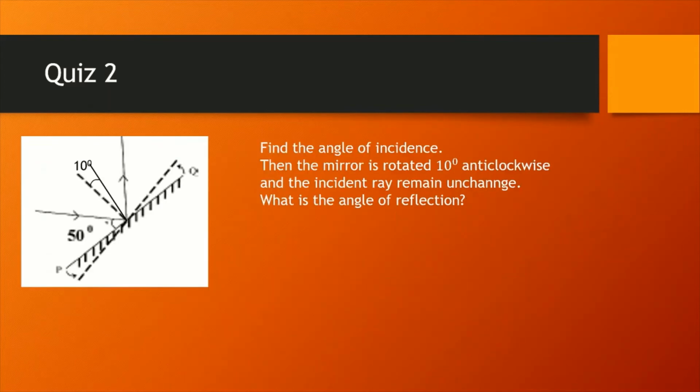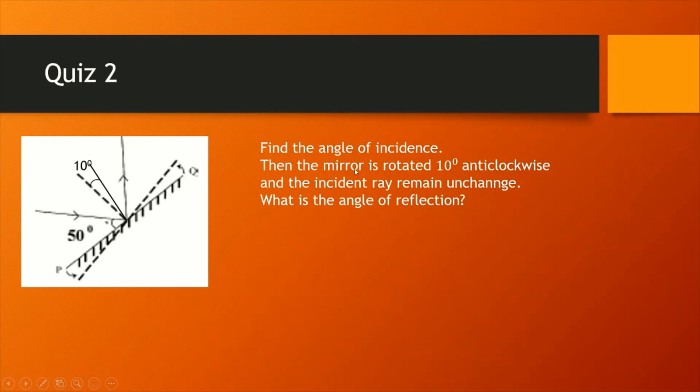Alright, what about question number 2? I have this mirror. This is the incident ray, and the incident ray forms 50 degrees with the mirror. So how much is the incident angle? Of course, the incident angle is not 50 degrees. The incident angle is the angle between the incident ray and the normal. This is the normal of the mirror. So it will be 90 degrees minus 50, so it's 40 degrees.